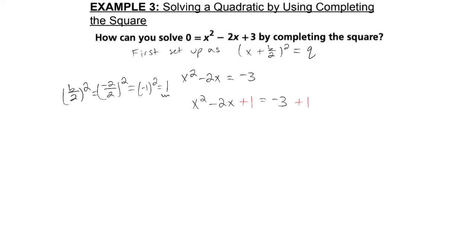And then again, here's our b over 2, here's our -1. So now I need to rewrite this as x plus b over 2 squared equals q. So x, and then we said our b over 2 is minus 1, squared is equal to negative 3 plus 1, which equals negative 2.